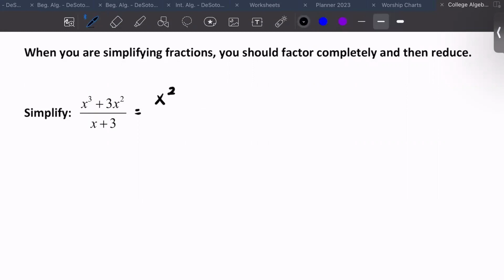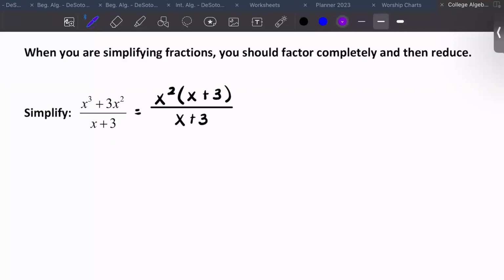I can take out an x squared. That's the only thing that those two terms have in common. And I'm left with x plus 3. There's nothing I can do to x plus 3. I can't factor that anymore, so I'm just going to leave it as x plus 3.